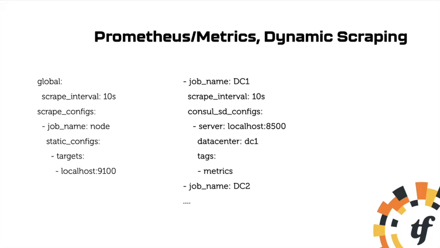Consul service discovery option. So in this case, instead of having a long list of targets we need to scrape, I changed it so that in my DC1, I don't specify every target. I say we use our local Consul that is available on my localhost. I want to look only at services that are announced in DC1, and anything that has a tag called metrics, I need to scrape it. That way, everything that is in Consul that has the right tag is just automatically scraped into Prometheus, and from there you can build dashboards.